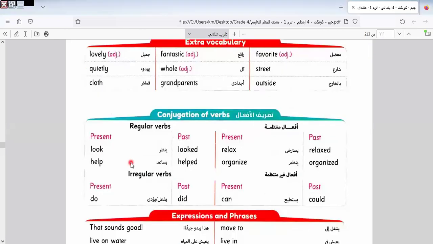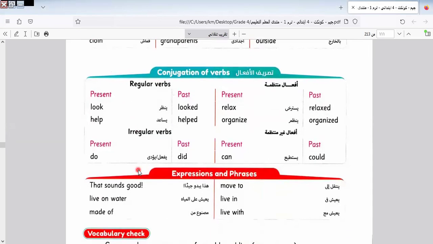Today I will explain two lessons in this unit to make it easy to study. Next class I will continue. Here we have, as we took before, regular verbs and irregular verbs. And we know the difference between them. The difference is adding ed to regular verbs. Irregular verbs must be kept in mind.